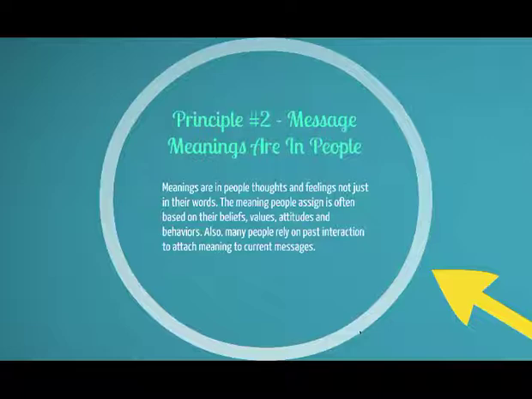So meanings being in people means we get to create our own meaning, and somebody can't tell us that we're doing that incorrectly. It's something that we do and very much influences our communication.